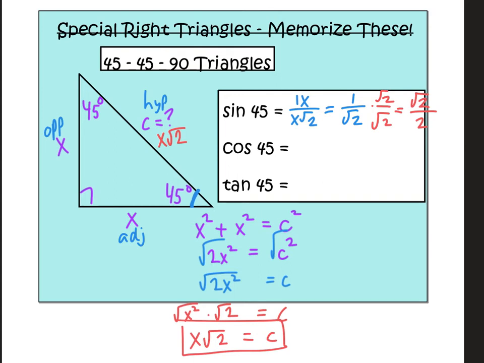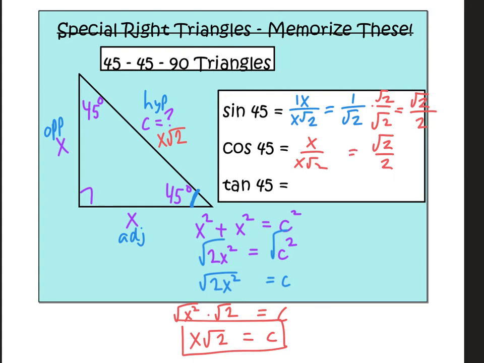Cosine of 45 is the exact same thing. Opposite and adjacent are equal. So the cosine, the adjacent is x, hypotenuse is x root 2. It's going to simplify to the exact same thing. So the 45 is really kind of a nice angle because the sine and cosine are equal.